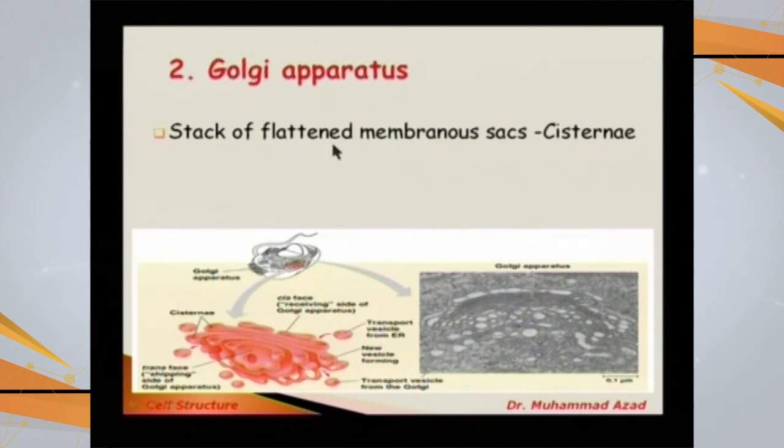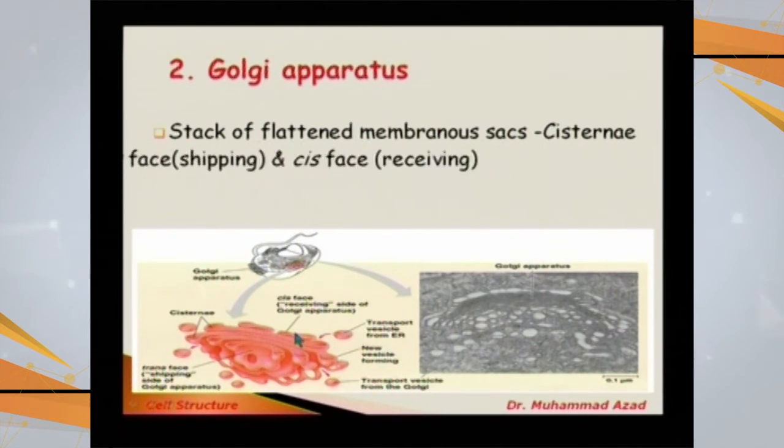These are the stacks of flattened membranous sacs, including the space which is called cisternae. These membranes have exactly the same structure as that of the cell membrane. All of these membranes are made up of bimolecular phospholipid layers, with proteins dotted here and there. This is one membranous sac, this is another membranous sac, and another. All of these membranous sacs are attached to each other.